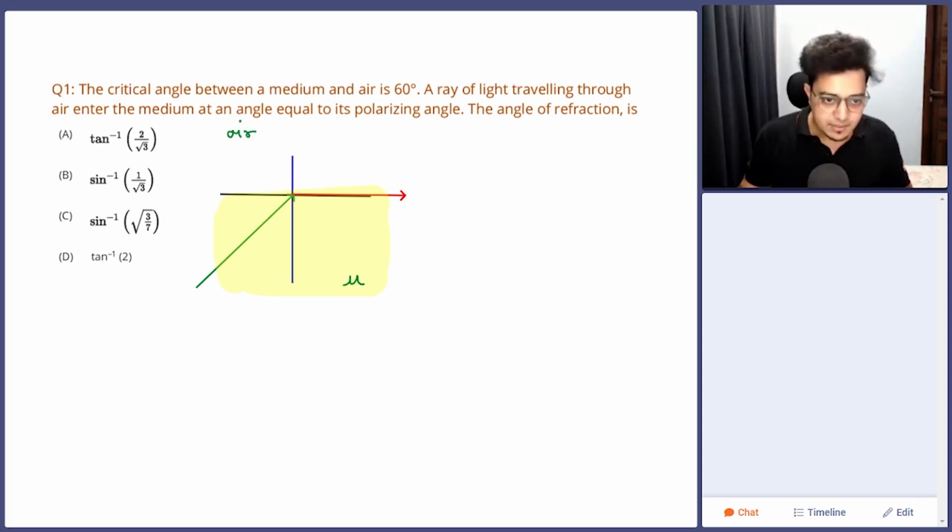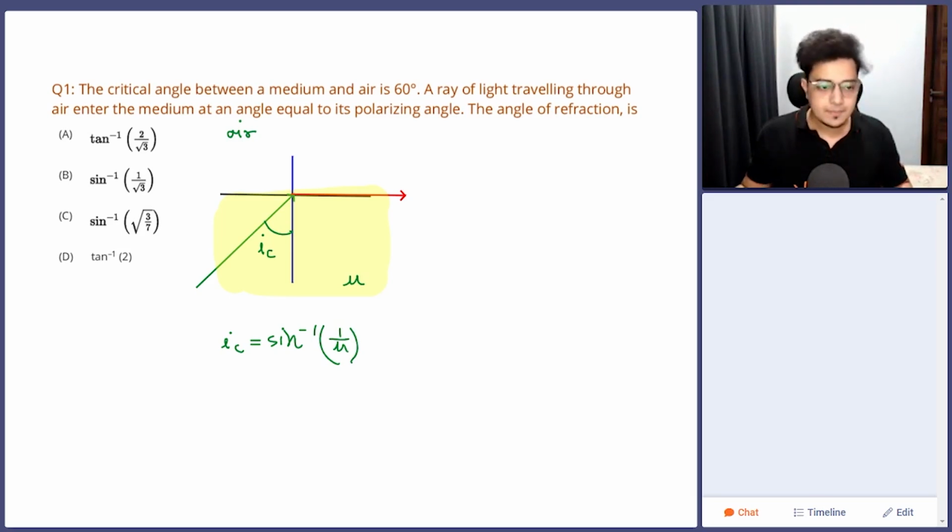So if I assume the refractive index of this medium to be mu and the angle is the critical angle, so IC. So we know the formula for critical angle: IC is equal to sine inverse of mu of rarer medium, but here the rarer medium is air, so refractive index will be 1, divided by mu of denser medium. Okay, critical angle is given 60 degrees, so we can write sine of 60 degree equal to 1 by mu. So this will give us the mu value in the question.